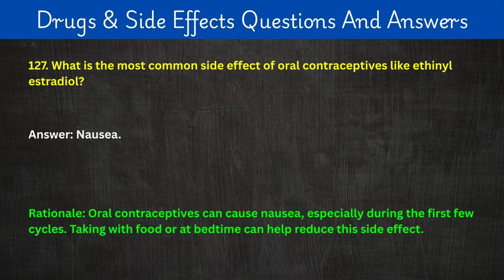127. What is the most common side effect of oral contraceptives like ethinyl estradiol? Answer: nausea. Rationale: oral contraceptives can cause nausea, especially during the first few cycles. Taking with food or at bedtime can help reduce this side effect.